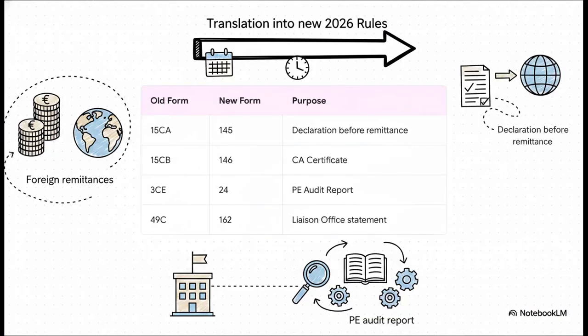So let's map your everyday knowledge to the new 2026 rules. We all know Forms 15CA and 15CB like the back of our hands, right? Well, under the new regime, Form 15CA becomes Form 145. That's your mandatory declaration before remitting funds outside India. The CA certificate, Form 15CB, is now Form 146. And remember that PE audit report we literally just talked about? The old Form 3CE is now Form 24. Finally, for non-resident entities keeping a liaison office, the old Form 49C transitions to Form 162. You're definitely going to want to memorize these new form numbers for your day-to-day practice.